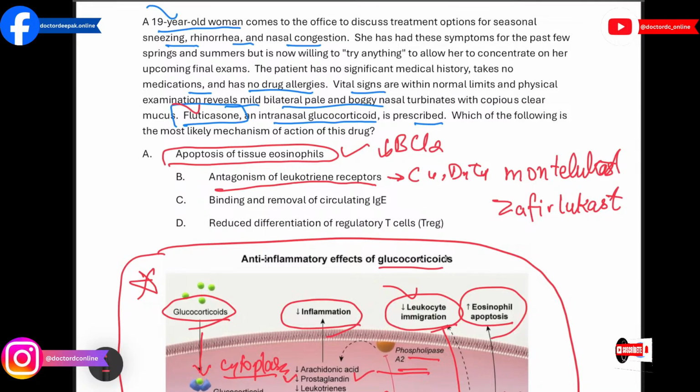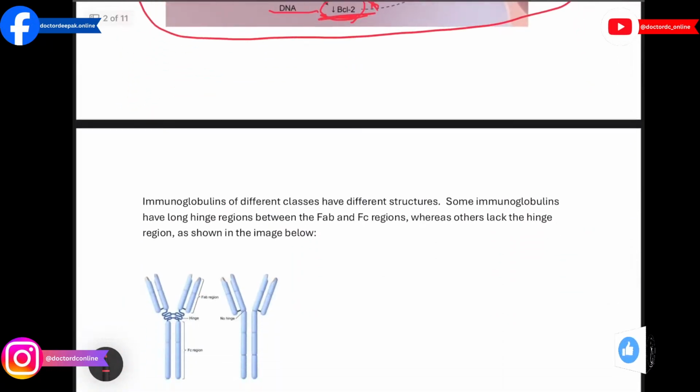Montelukast, zafirlukast, these are drugs that inhibit the leukotriene receptors, and they improve allergic rhinitis. But in this question they are asking about glucocorticoids. So we have to give the phenomenon, and the correct answer among the options is apoptosis of tissue eosinophils.